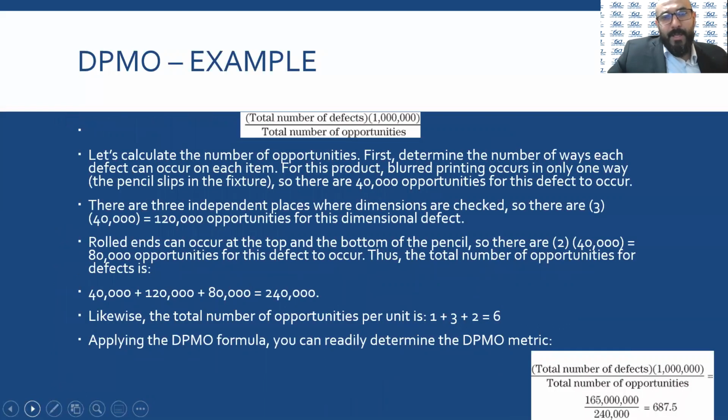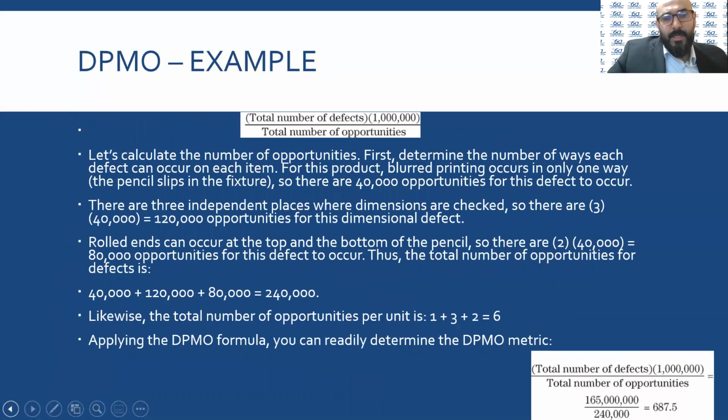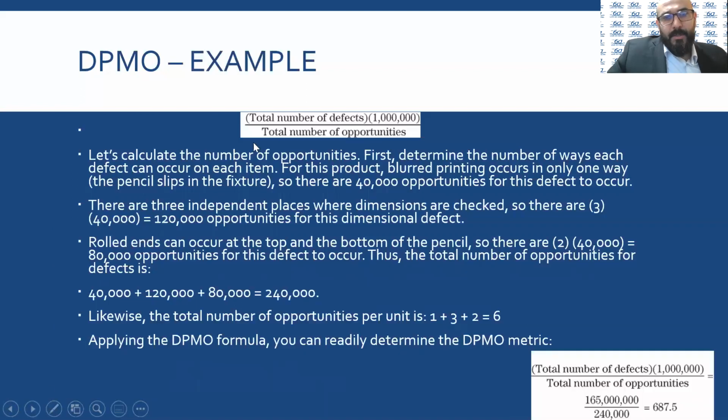Now, if we're talking about the DPMO, the defects per million opportunities, we need to consider how many opportunities we have. As you know, we have 3 types of errors we could have here, so we need to consider that. Each error is considered 1 opportunity. So the total number of defects times 1 million divided by the total number of opportunities. If we want to do the calculation, we'll do 40,000 plus 120 plus 80,000. Where is this coming from?